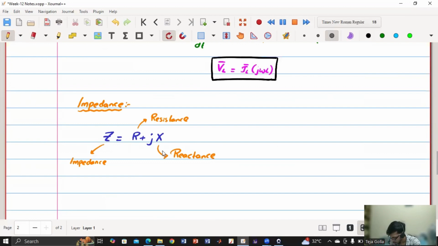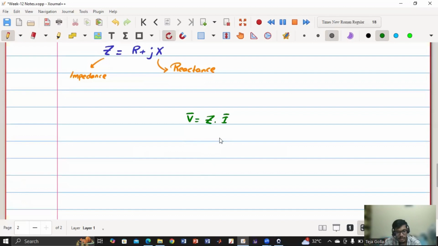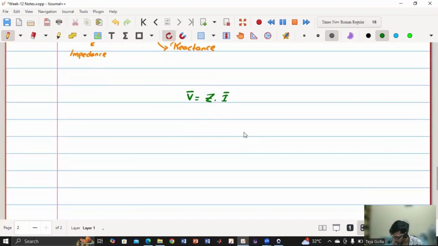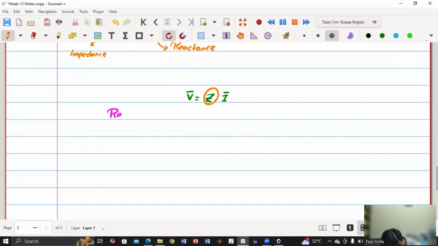So I can now also define the impedance of the resistor, inductor, and capacitor. Let us first write V phasor equal to some impedance Z into I phasor. This is a generalized equation. So what is the value of Z? We are bothered about Z. What is the value of Z for a resistor, for a capacitor, for an inductor?